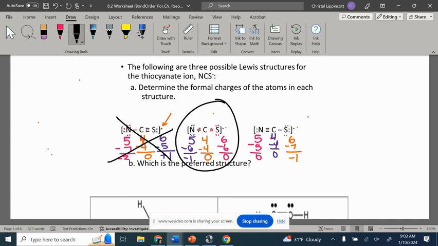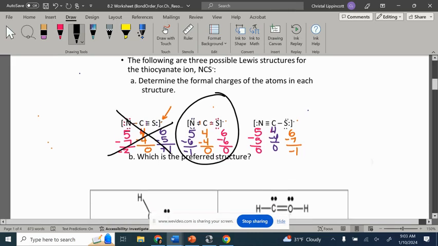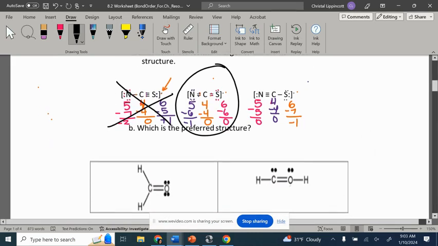Otherwise, they would give you a chart of electronegativities and you'd be able to figure it out from there. I forgot to put that on here. Fluorine, oxygen, nitrogen are the most electronegative on the periodic table.